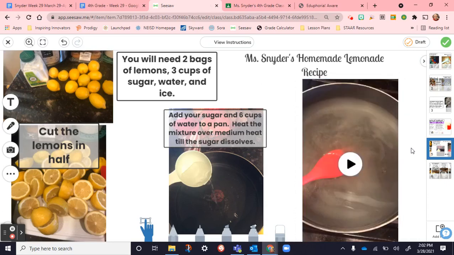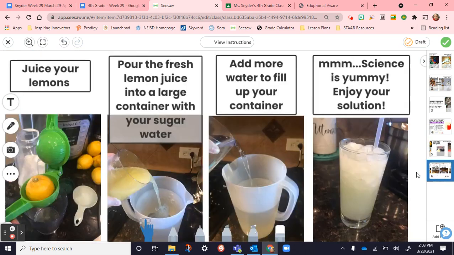Make sure again that you have your family's permission to do that. And as you're stirring it, watch it. As you're seeing it dissolve and it's like it's disappearing, I want you to think about all those little sugar particles spreading out and dissolving in the water. Then you're going to juice your lemons. So you squeeze them, or if you have one of these, squeeze them into a cup. And you're going to do all of your lemons, the whole 2 bags.